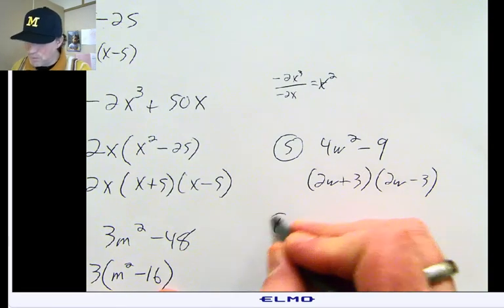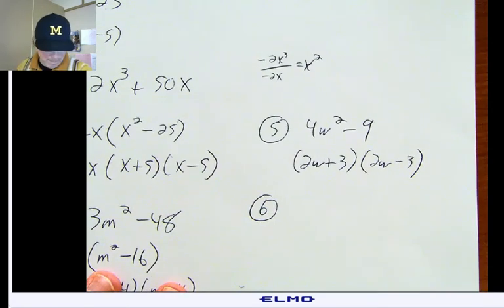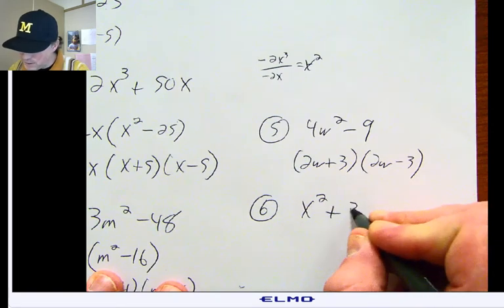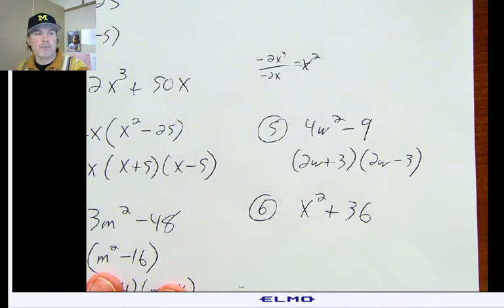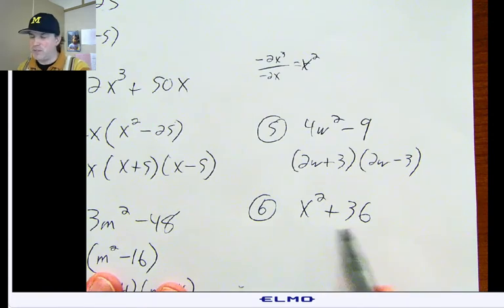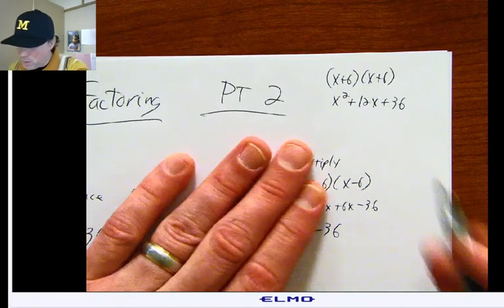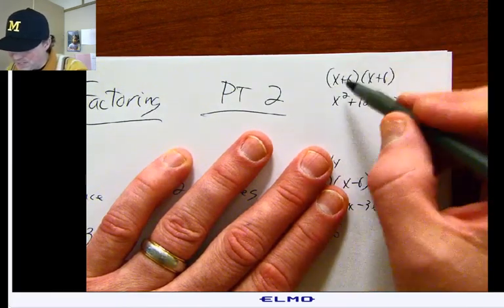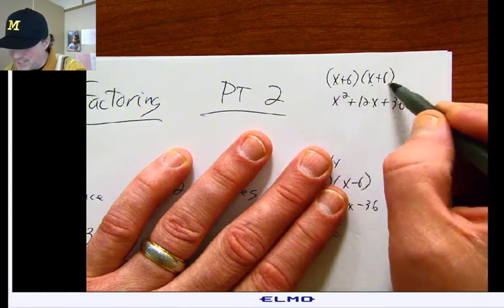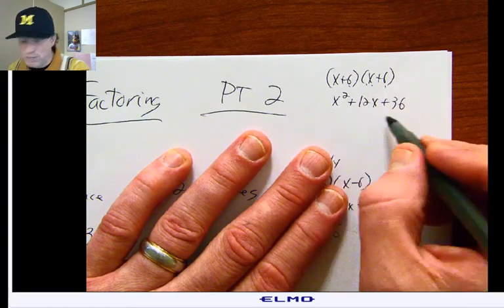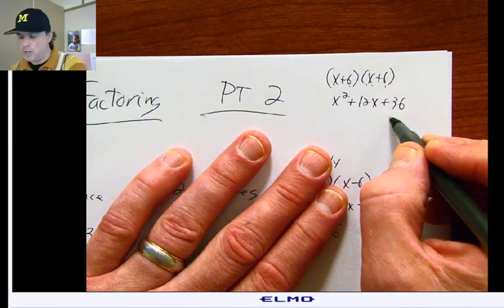Finally, number 6. X squared plus 36. People love to answer this one, but it's wrong. They love to answer x plus 6 times x plus 6, or x plus 6 squared. But let me go up to the top and remind you of something. When you go x plus 6 times x plus 6, you get x squared plus 6x plus 6x plus 36. So you get x squared plus 12x plus 36.